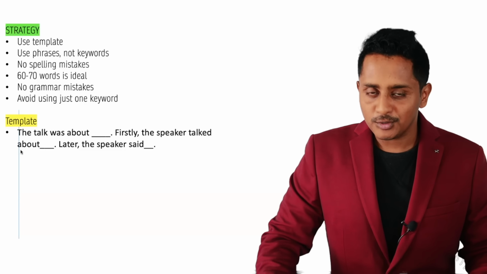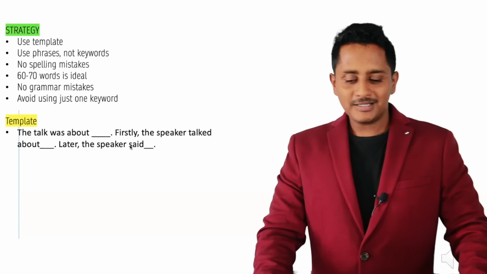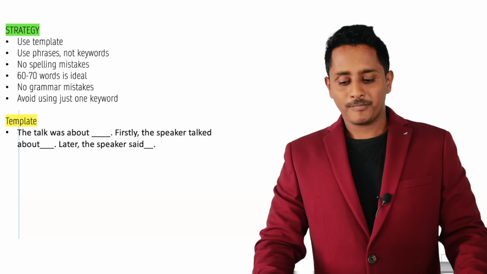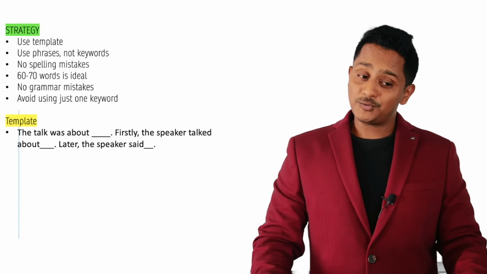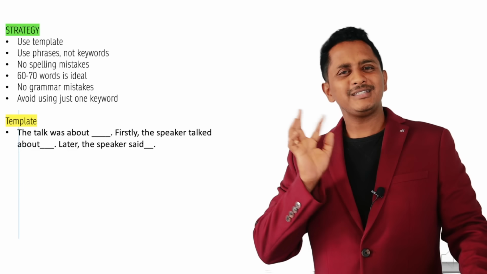I'll write scrub jay, relatives of the blue jay. Firstly, the speaker talked about scrub jays, which are the relatives of blue jays. Later, the speaker said they hid their extra food more cautiously when other jays were around. It's not making sense, but it doesn't have to make sense.